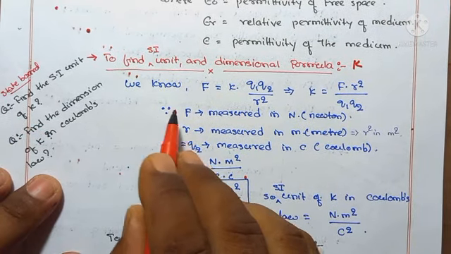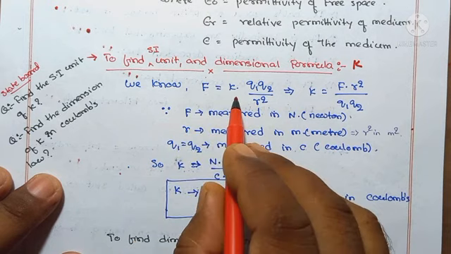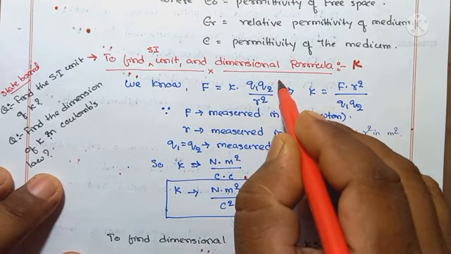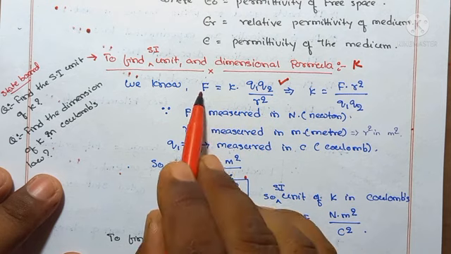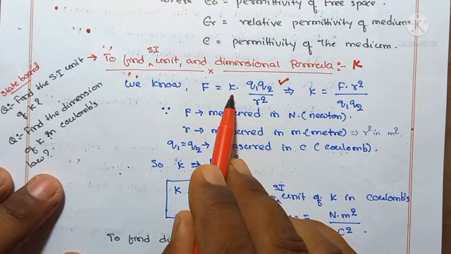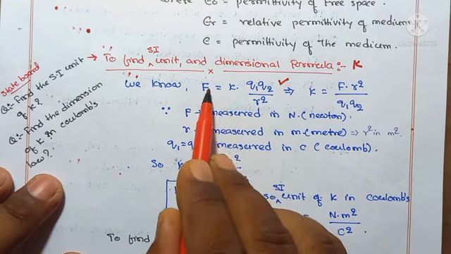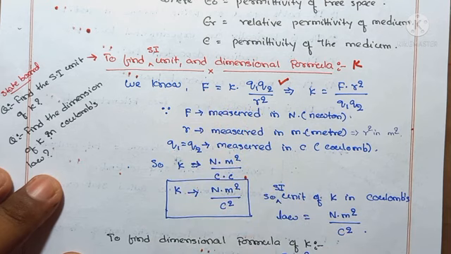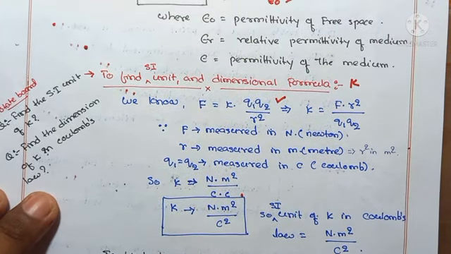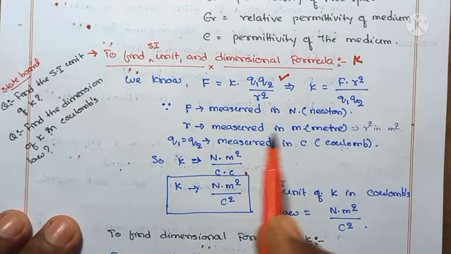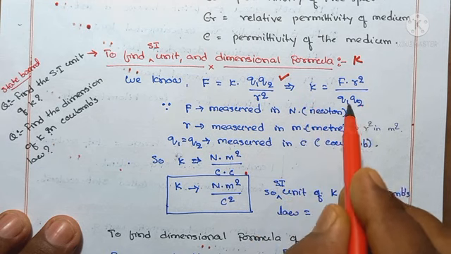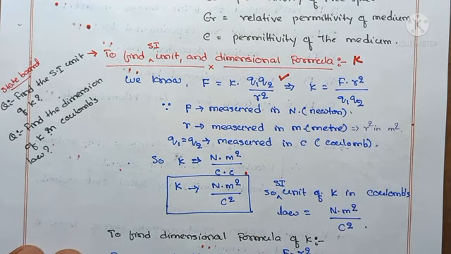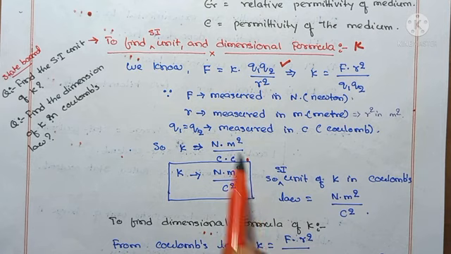We know that from Coulomb's law, F is equal to K times Q1 Q2 by R square. From this relation, we will find K is equal to F R square by Q1 Q2. So first we will find out its unit, that means the unit of K.